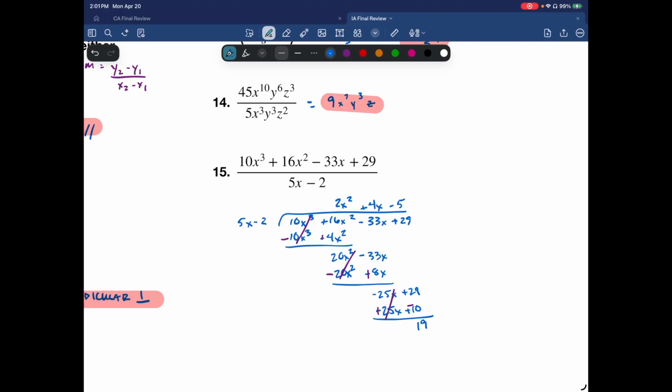All right, because this is a polynomial and I'm out of terms to bring down, I am done. It just so happens that this 19 is my remainder. And so I write my answer like this: 2x squared plus 4x minus 5 plus 19 over what I divided by, which is 5x minus 2. So that is my answer.